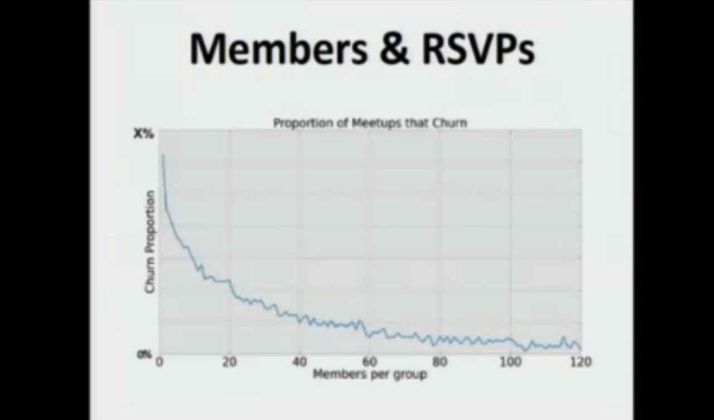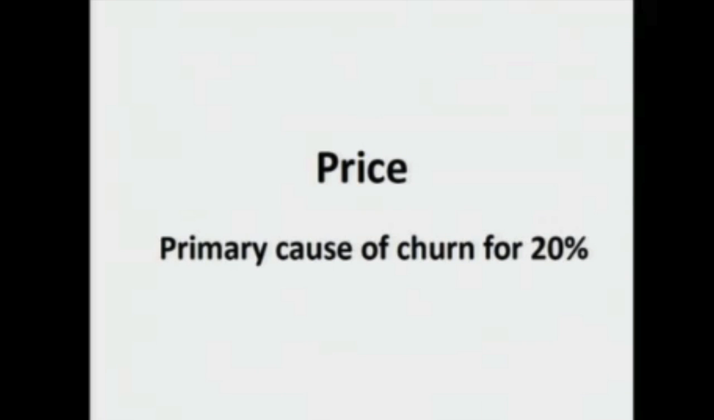So we looked at some of the retention levers, the first of which is members and RSVPs. Clearly, groups with fewer members are at greater risk. Once you get to about 60 or 70 members, you're in pretty good shape. And this is a big issue for us. We devote a lot of our product and development teams to getting groups launched and making sure that they get promotion on the platform.